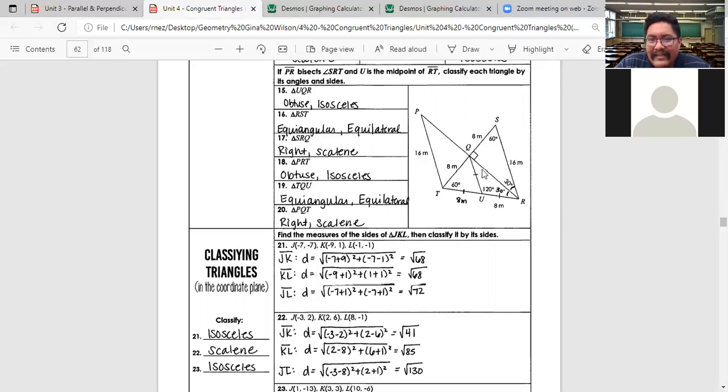But we can tell that this is going to be shorter than this, which means they're not going to have two matching sides that are the same. So that means it would be scalene. Okay, so let's go ahead and go here.